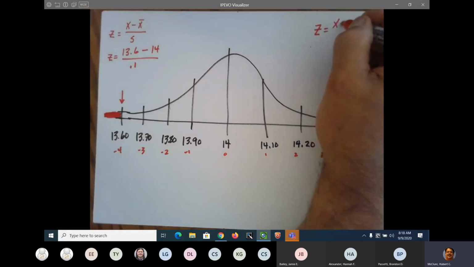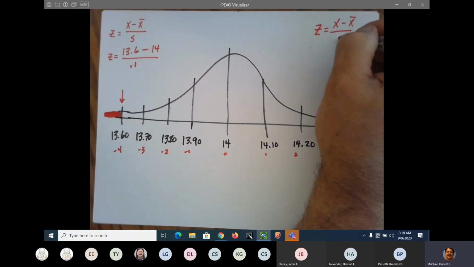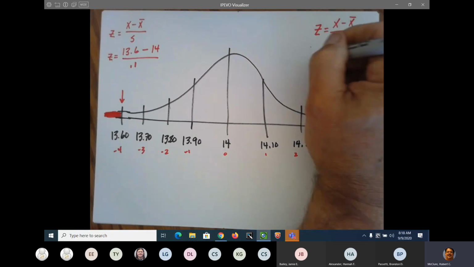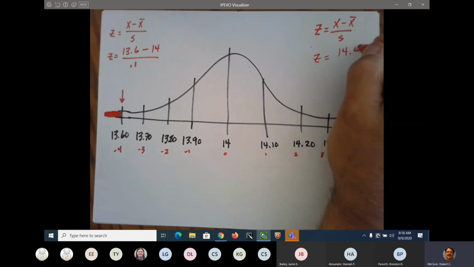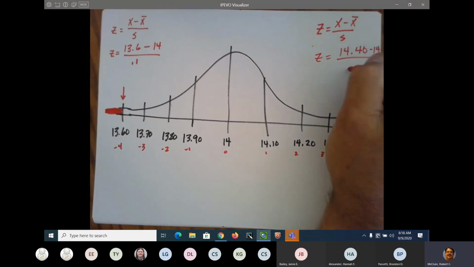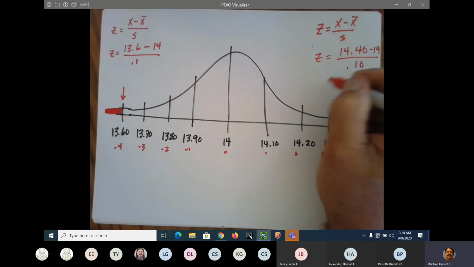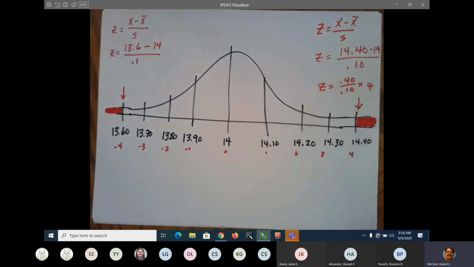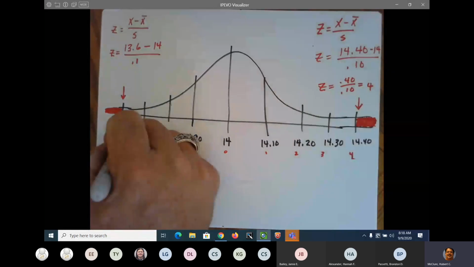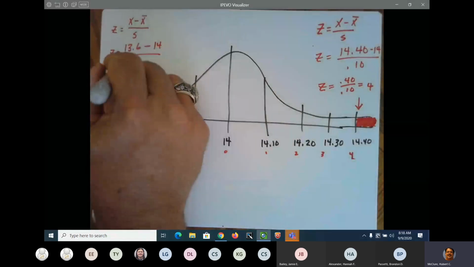Z is equal to X minus X bar over S. And Z is equal to 14.4 minus 14 over 0.10. And I can do this one in my head. 0.4 divided by 0.10 is equal to 4. There's 4 dimes in 40 cents. So that's 4 and that's 4. And of course, it does come out to be the same thing.